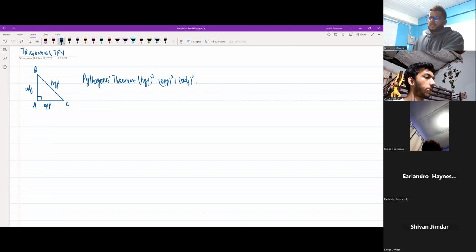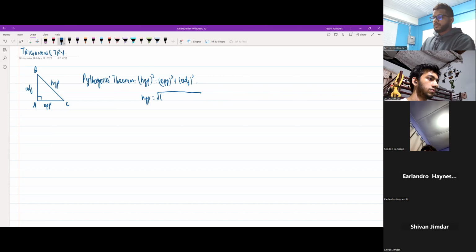And if I were to rearrange, sometimes you'll have to calculate the hypotenuse. Sometimes you'll have to calculate the opposite. Sometimes you'll have to calculate the adjacent. Well, the hypotenuse is just going to be the square root of the opposite squared plus the adjacent squared. If I were to rearrange and make opposite the subject of the formula, I will move the adjacent across.